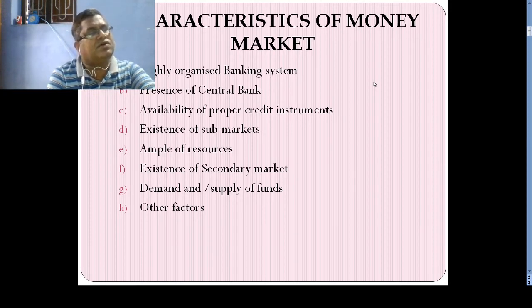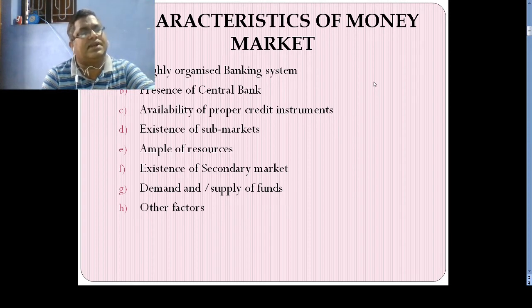The central bank also develops the money market instruments in detail. Next is the availability of proper credit instruments. There are certain credit instruments like call money, bills of exchange, treasury bills, commercial bills, and some negotiable securities, through which the money market can be transacted.